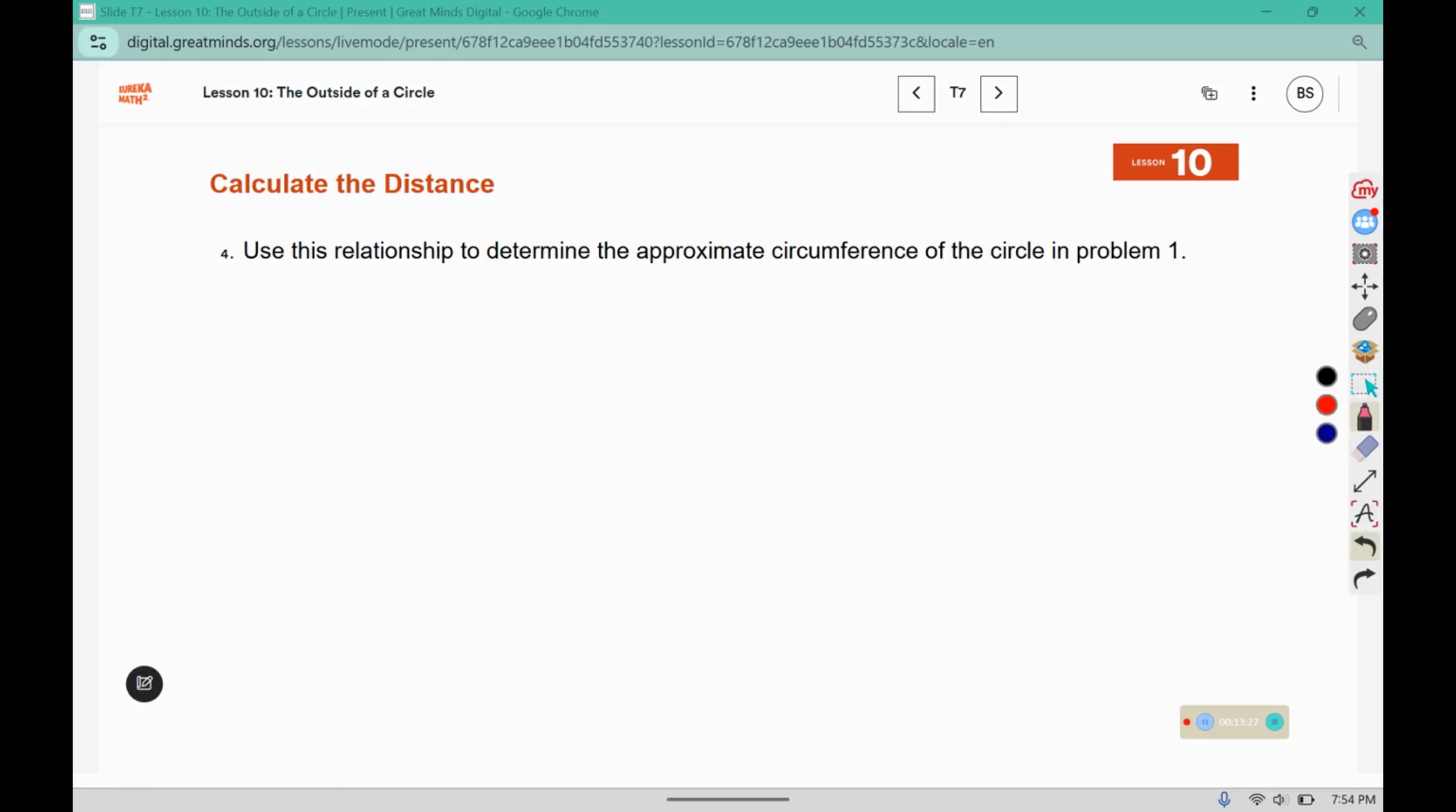In problem 1, that circle was about 12 centimeters across. So that distance around the outside, which has a fancy name, circumference, is about 3.1 times the diameter. And we just said that the diameter was about 12 centimeters. So 3.1 times 12. So our new approximation for the circumference is 37.2 centimeters.